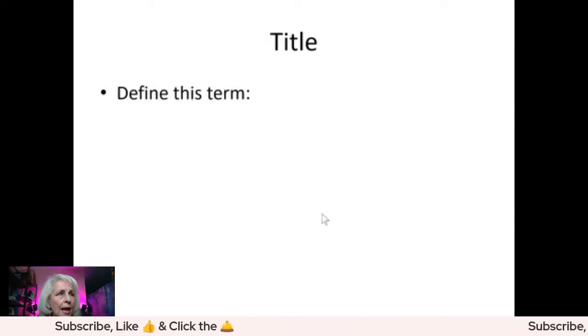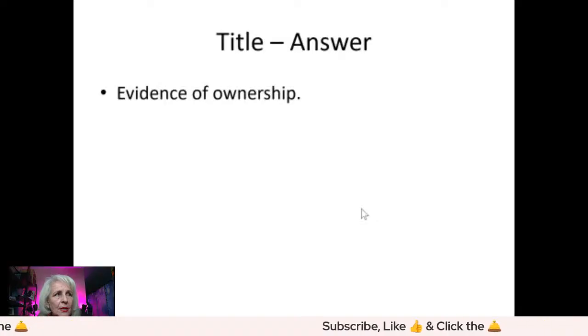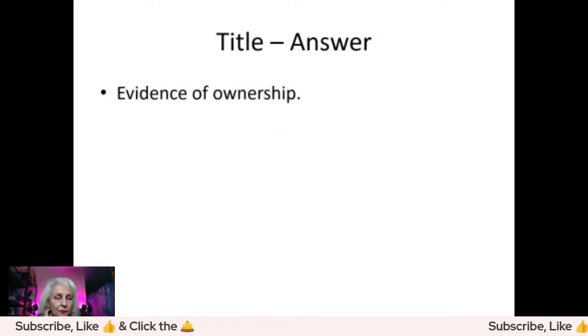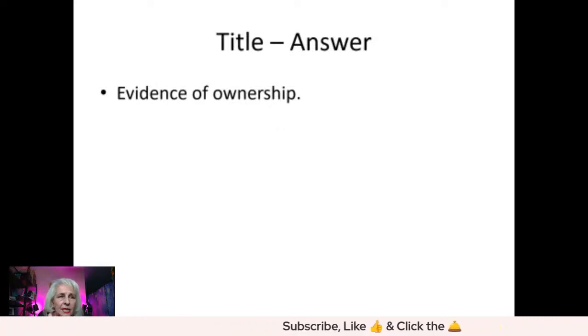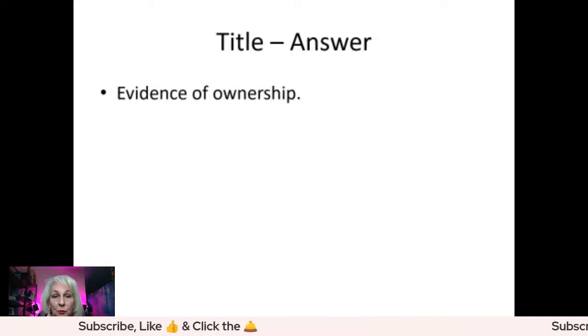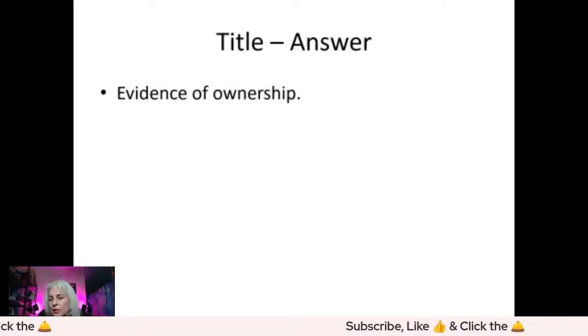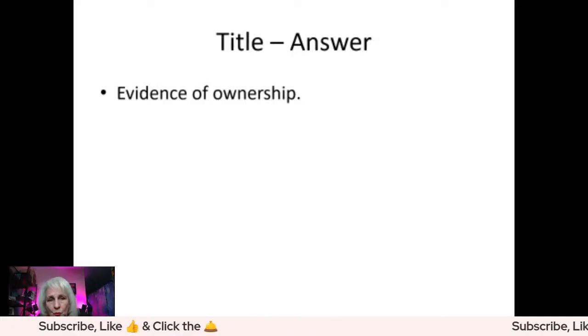Okay, so our last term for tonight is title. What is title? Evidence of ownership. So the title of a property is proof, it's evidence of ownership. And the deed has also description, property description, and who the owners are. But the title, which the title companies will also issue, is the actual evidence of ownership.